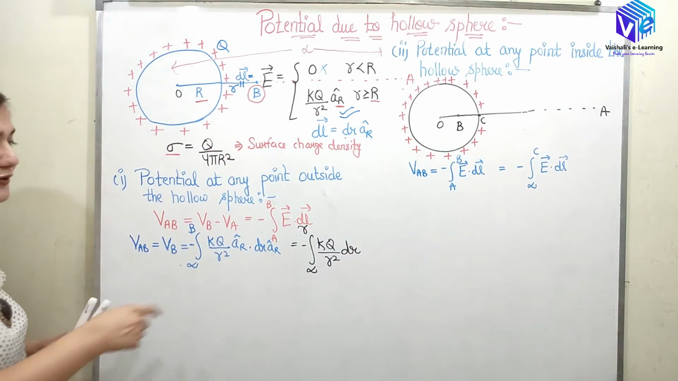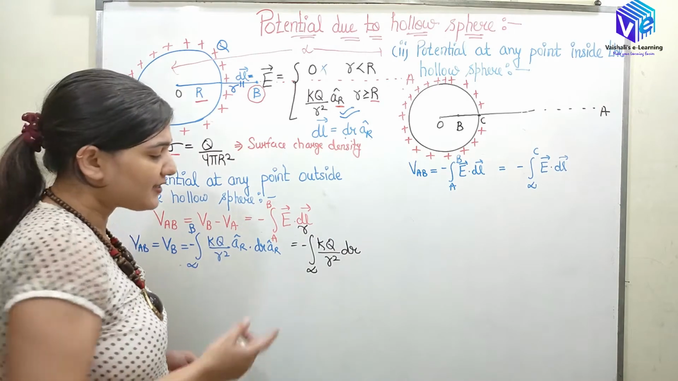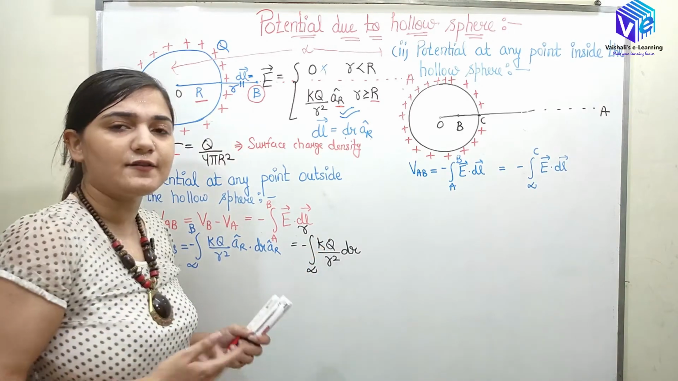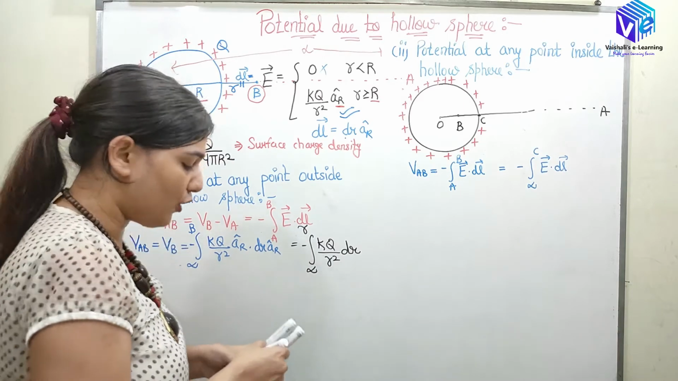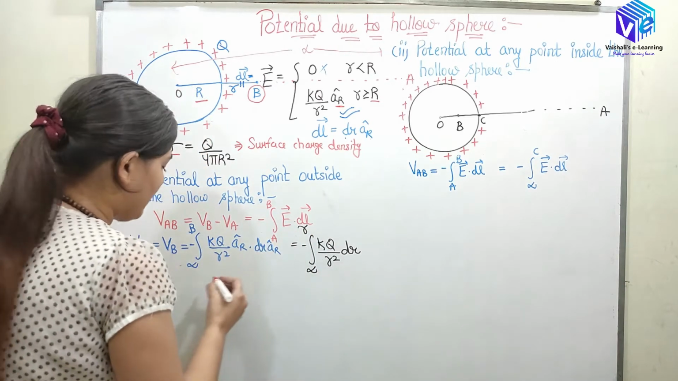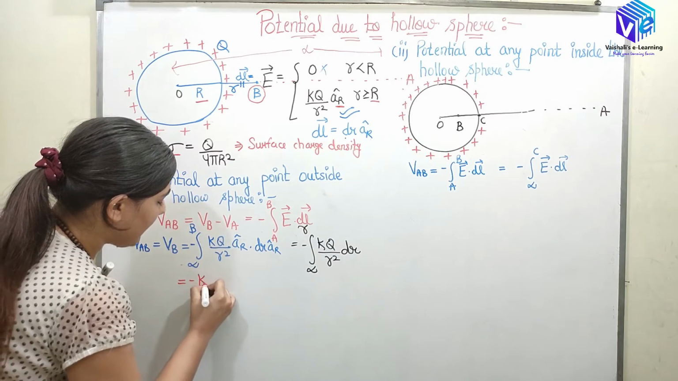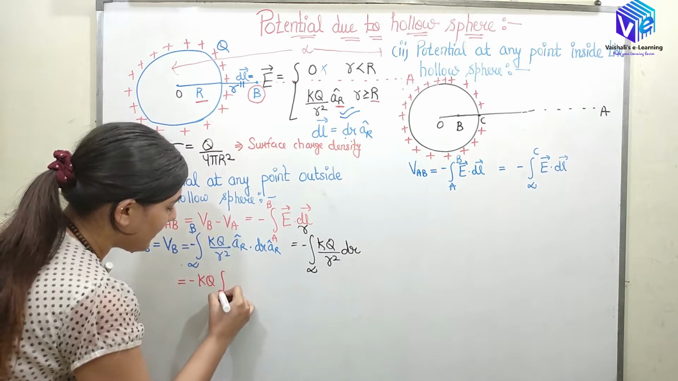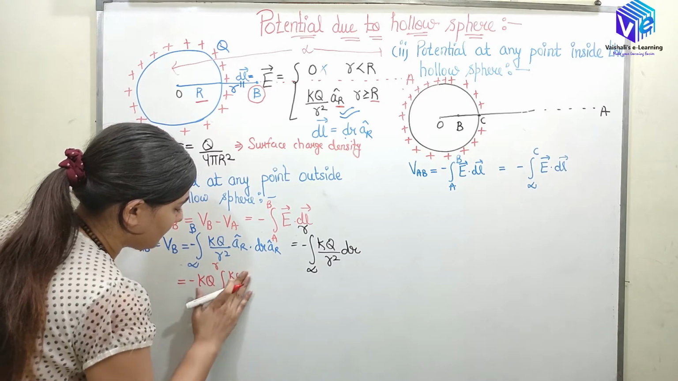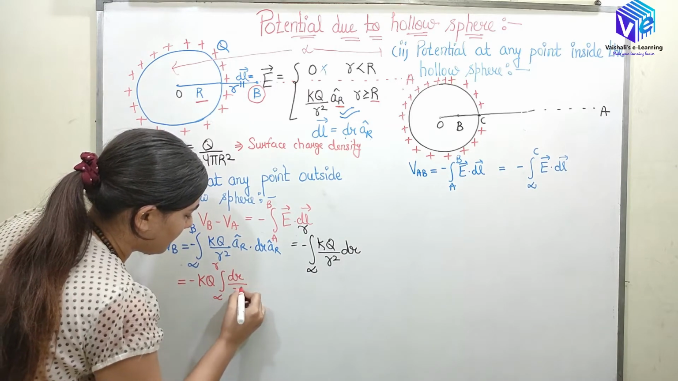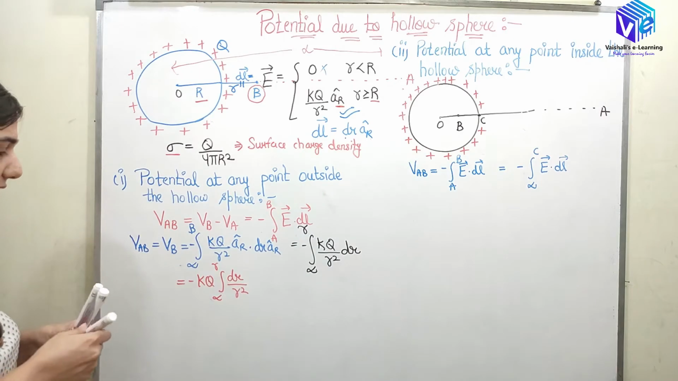So now I know this integration. K is constant, Q is constant. Why is Q constant? Because it is a uniformly charged hollow sphere. So Q will be constant. I can directly take K and Q outside, and we have... okay, now we know this integration.